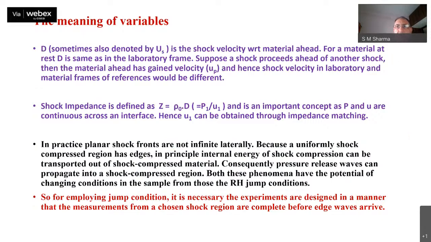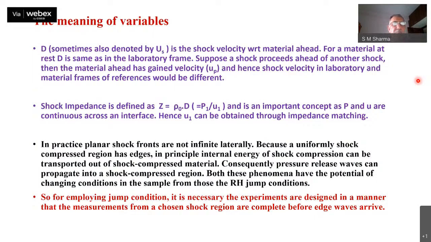Let's once more recapitulate the meanings of the variables in those equations. As I mentioned, D is the shock velocity with respect to the material ahead. For a material at rest, D is the same as that in the laboratory frame. And in case the material ahead has another shock, then the shock velocity in the laboratory frame of reference and the material frame of reference would be different.